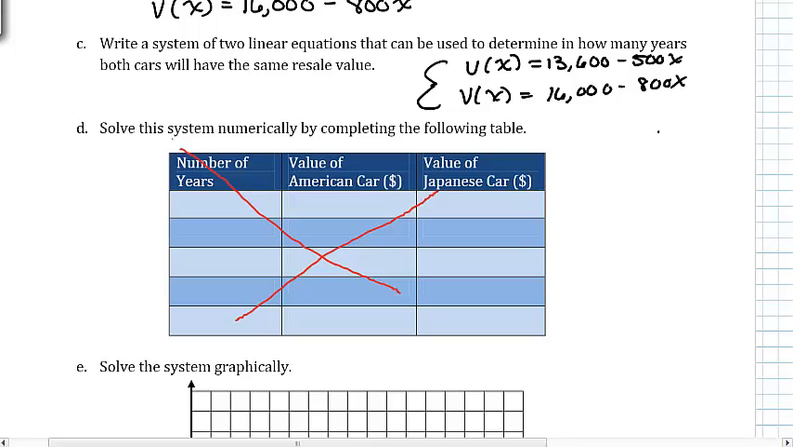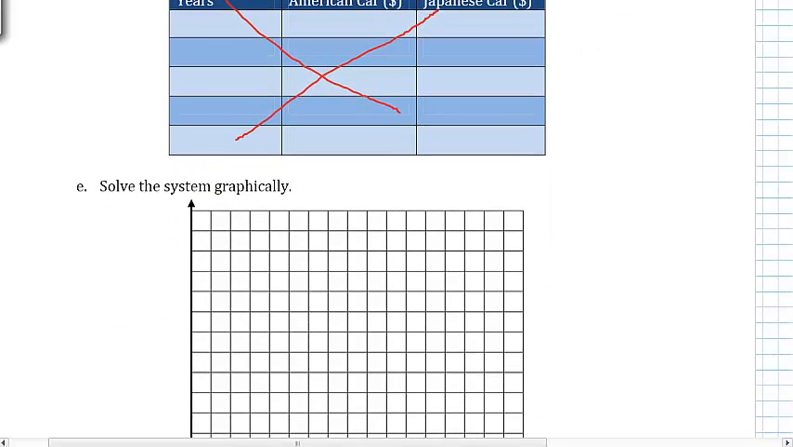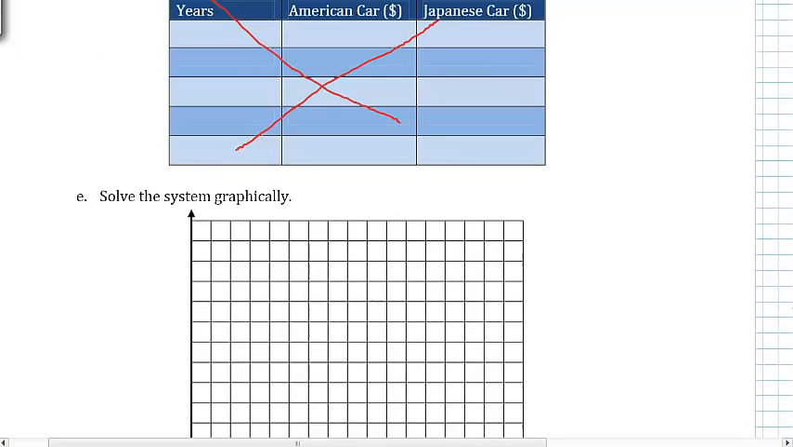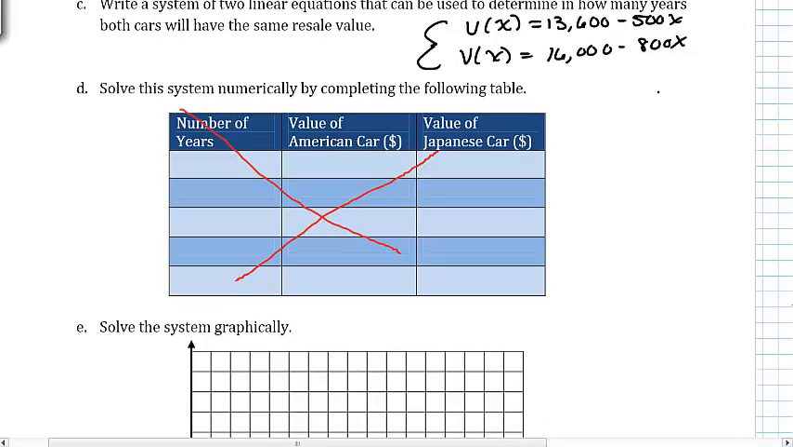Excuse me. We're going to skip filling in this table, and we're going to look at solving the system graphically. So I'm going to write these equations down so that we can see them. V of X equals 13,600 minus 500X, and then over here I'll write the other one out. V of X equals 16,000 minus 800X.